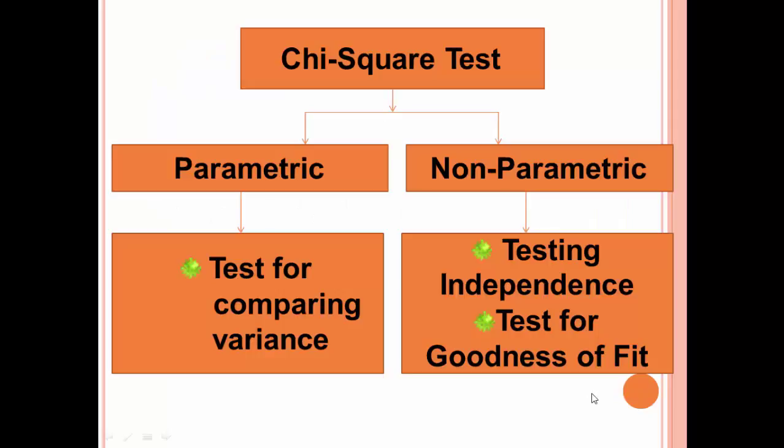Chi-square test is further divided into two categories: parametric and non-parametric. Under parametric, we discuss the test for comparing variance, and under non-parametric, we test the independence and test for goodness of fit.